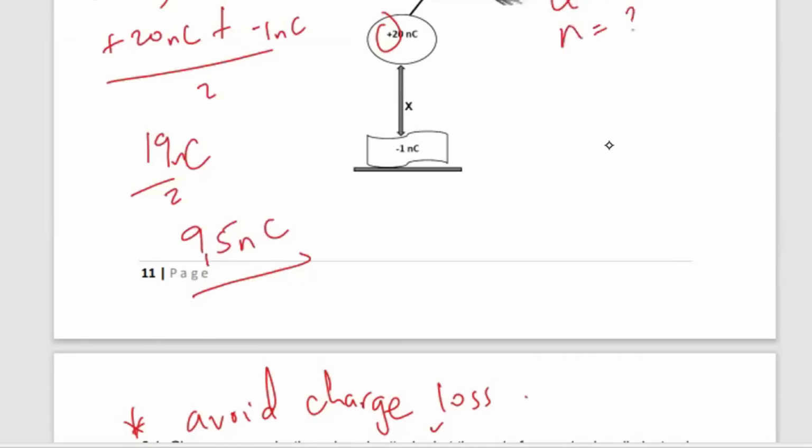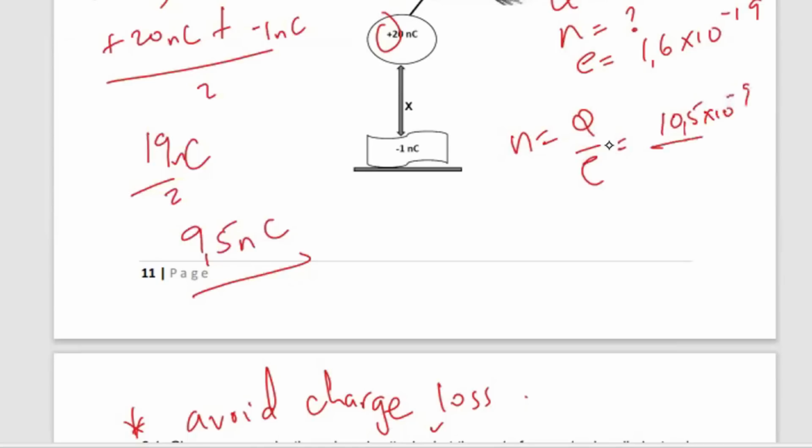We're looking for the n, but we know that the e is 1.6 times 10 to the -19. That's the electron charge. Then let's use the formula that has this. So it's going to be 10.5 times 10 to the -9 over 1.6 times 10 to the -19. Punching this into the calculator, I'm getting 6.56 times 10 to the 10 electrons.